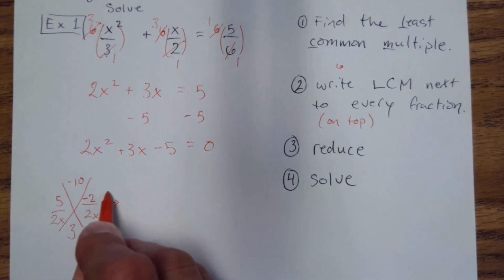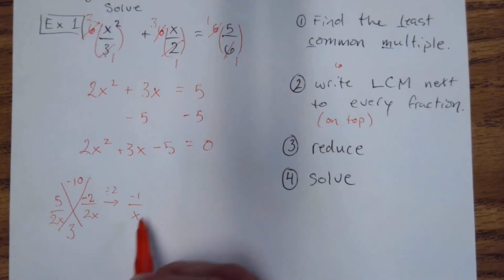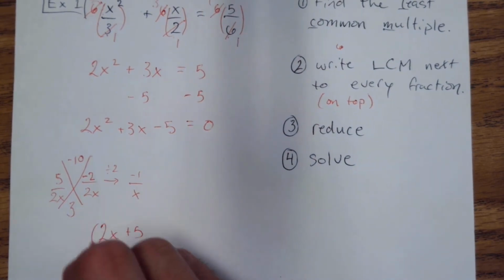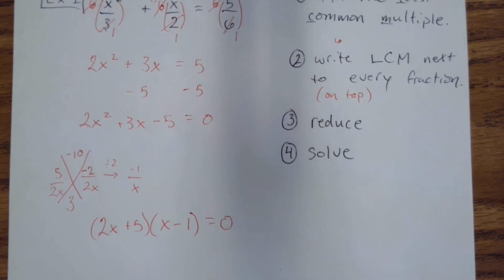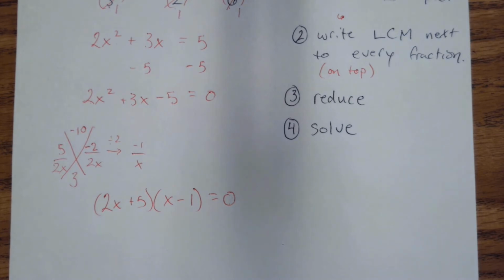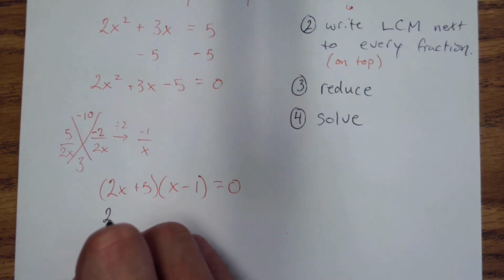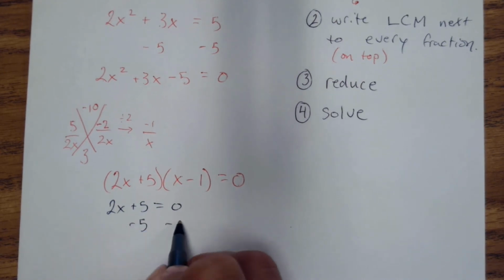So this, if I reduce by 2, I get negative 1 over x. So I have (2x + 5)(x - 1) = 0. The shortcut would be just to write a negative 5 over 2 and a positive 1. If you're comfortable with that, you don't mess it up all the time, then use that shortcut. But what I'm going to show is the long way. Set each piece equal to 0 and solve.